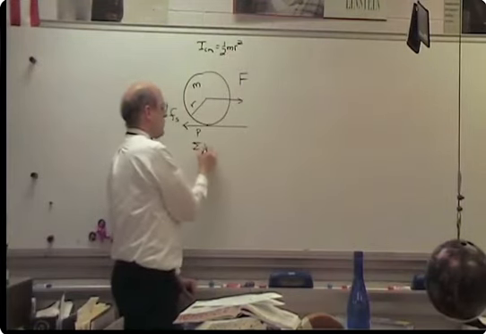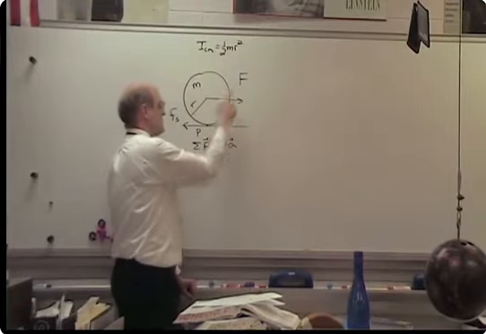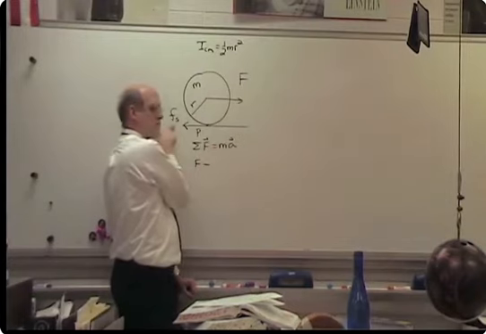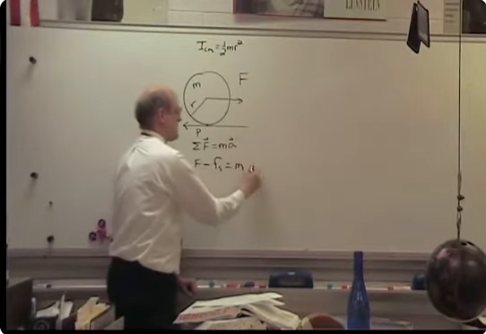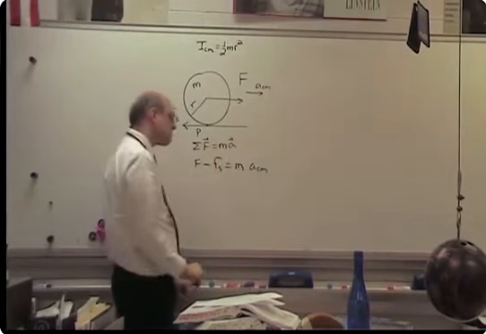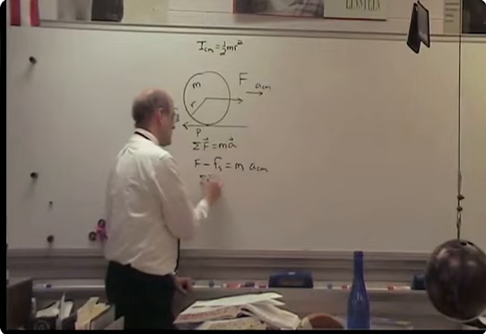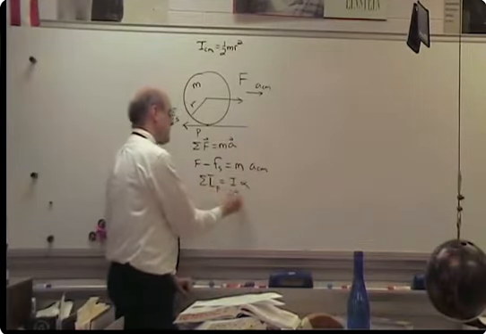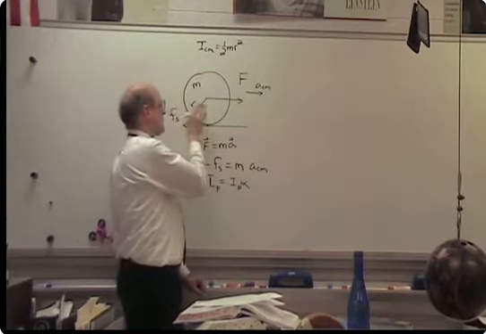Using Newton's second law for translation, we see that this force minus the force of static friction should be equal to the mass of the disk times the acceleration of the disk's center of mass. Now what I'm going to do is apply Newton's second law for rotation, and I'm going to apply it about point P, thus eliminating the need to worry about the torque exerted by friction.